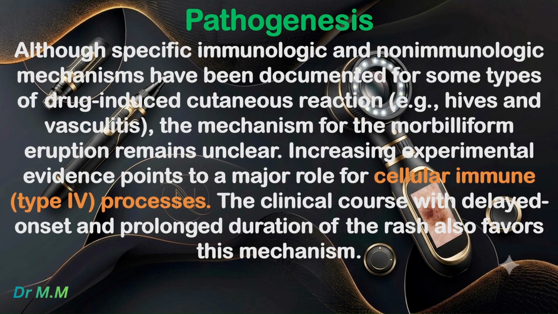Pathogenesis. Although specific immunologic and non-immunologic mechanisms have been documented for some types of drug-induced cutaneous reaction, for example, hives and vasculitis, the mechanism for the morbilliform eruption remains unclear. Increasing experimental evidence points to a major role for cellular immune, type 4, processes. The clinical course with delayed onset and prolonged duration of the rash also favors this mechanism.